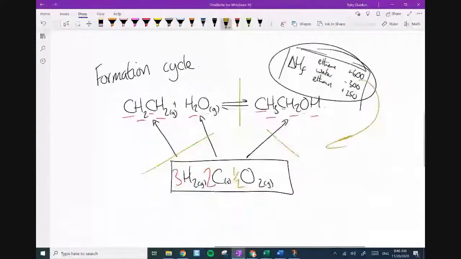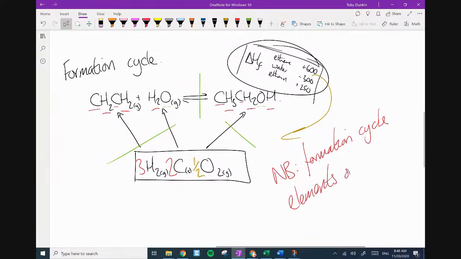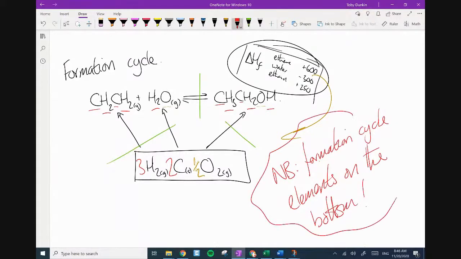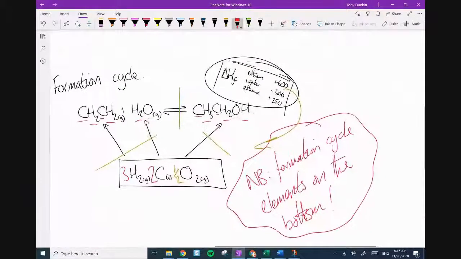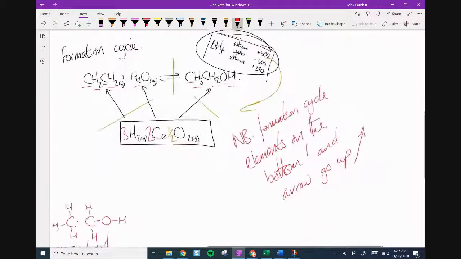So formation cycles are nice, and the rule for formation cycles is elements go on the bottom. I wanted to change to red. Nota bene: formation cycle, elements on the bottom. There we go. So what happens in a combustion? Oh, and the arrows go up. Elements on the bottom and arrows go up. Like that. That's a good way of doing it.